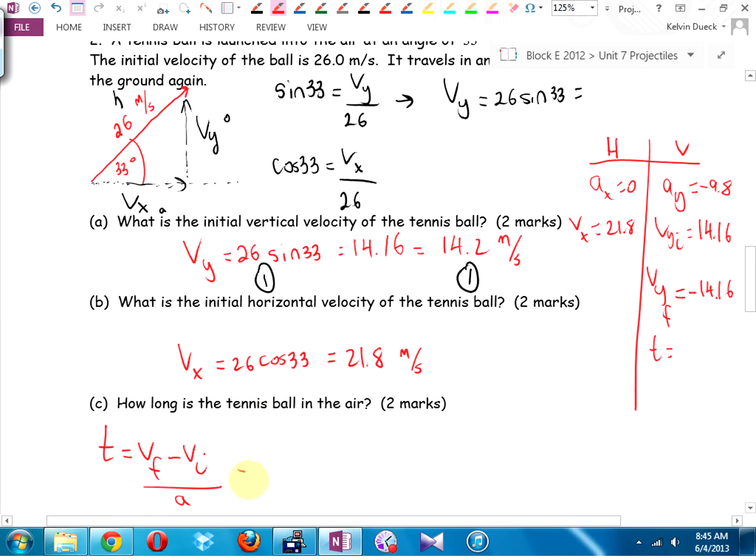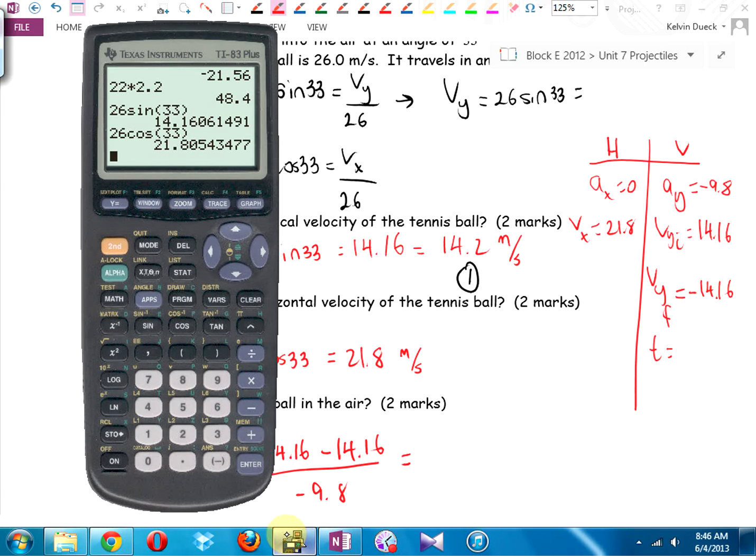Kind of nice. It's going to be negative 14.16 take away 14.16 divided by negative 9.8. Now, the other way you could do this is you could find the time to top by letting Vy final be 0, and then doubling your time.